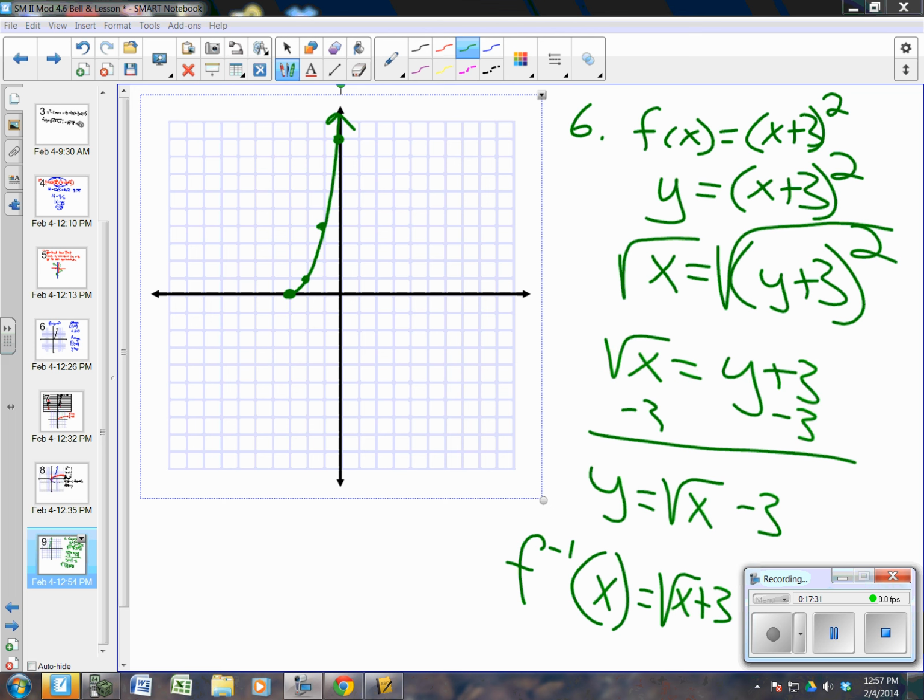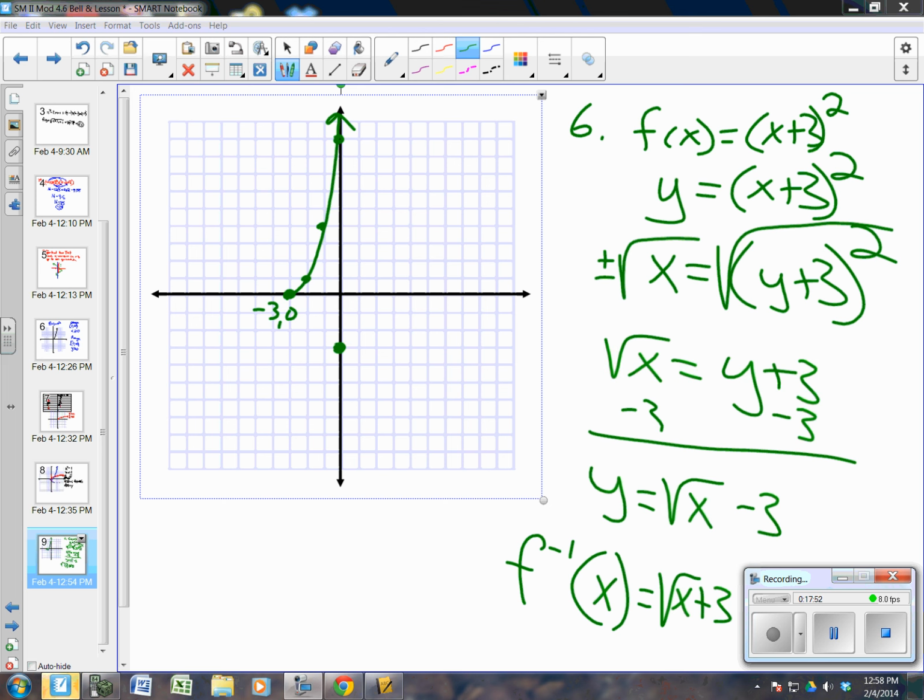See, really, technically, when I took the square root of both sides, this should have been plus or minus. If I wasn't looking for the inverse, I'd take the plus and minus, and then I would have 2 functions over here. But since I'm looking for an inverse, I don't. So this point right here is negative 3, comma 0. If I flip those around, it's 0, comma negative 3. So there's my next point right there, right?